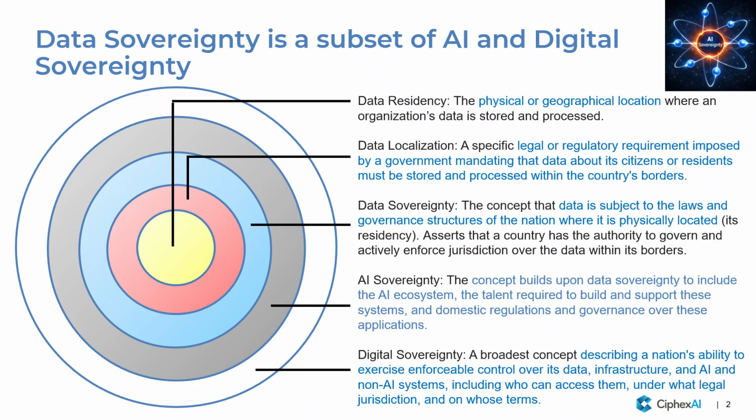AI sovereignty is an expanded version of data sovereignty. It includes data sovereignty, but also includes other things that you would want to make AI sovereign, such as the model and the compute infrastructure. And then finally, digital sovereignty, the broadest concept here, which includes AI sovereignty and data sovereignty, but also sovereignty of non-AI solutions.